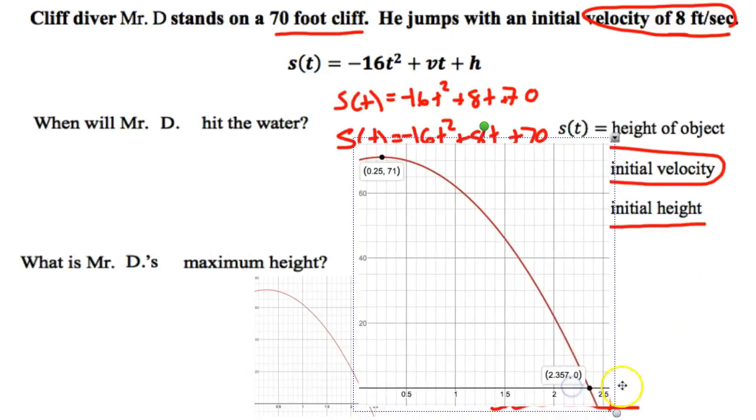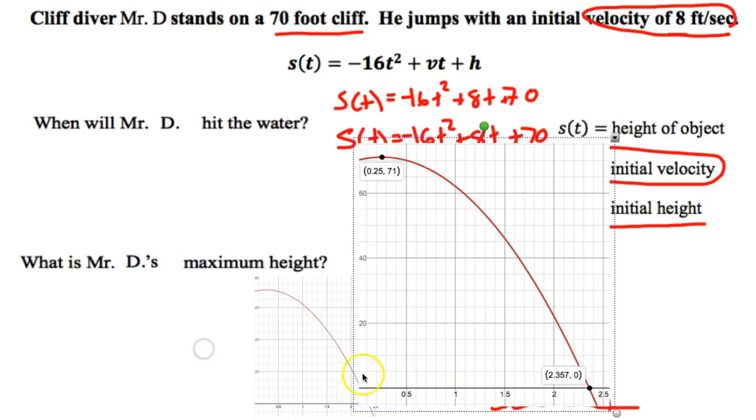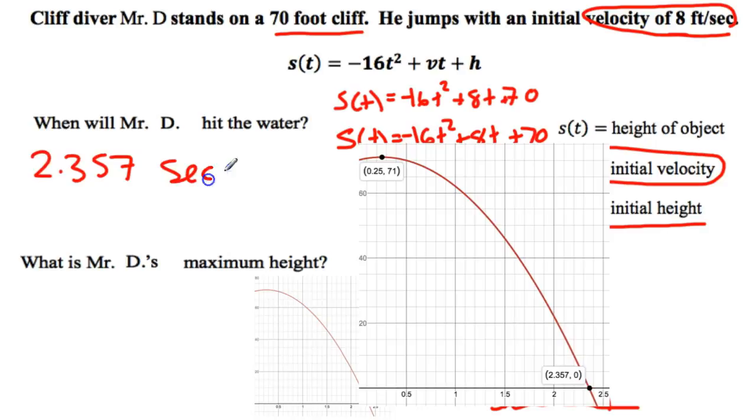When will I hit the water? So it looks like, you know, I jump off the cliff and I'm going to hit the water in 2.357 seconds, right? Right down on the right. So when I hit the water, 2.357 seconds. And what's my maximum height? Well, okay, so the x is 0.25 seconds, and this is my maximum height, the 71 feet.